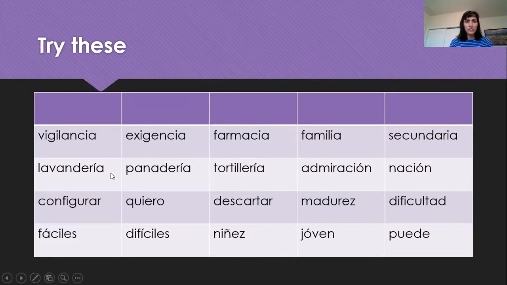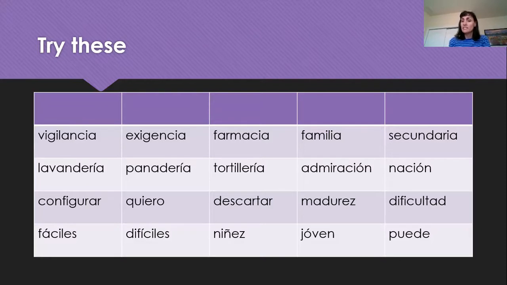Versus the next 3, we've made the I strong with an accent mark. It's its own syllable. Lavanderia, panaderia, tortilleria. Okay, and then we have an O as the last syllable. Normally, when a word ends in an N, we'd emphasize the second to last syllable, but in this case, we want to emphasize the last syllable, which is an exception to the rule. So we're writing it in with an accent mark.